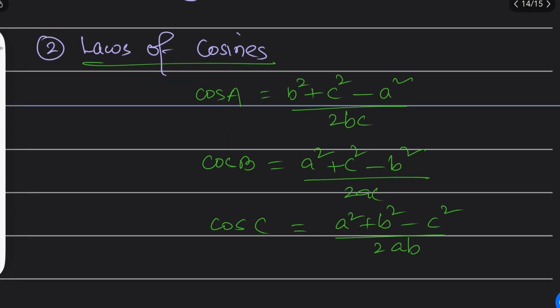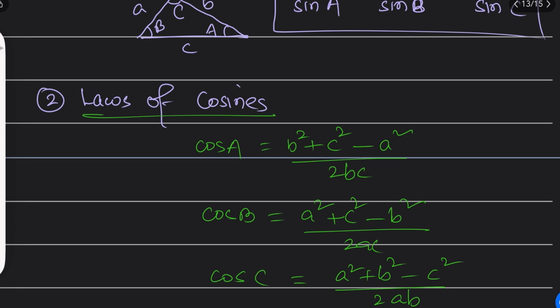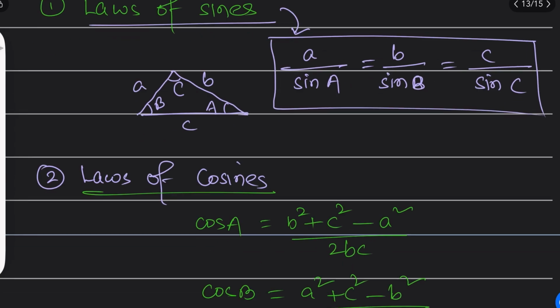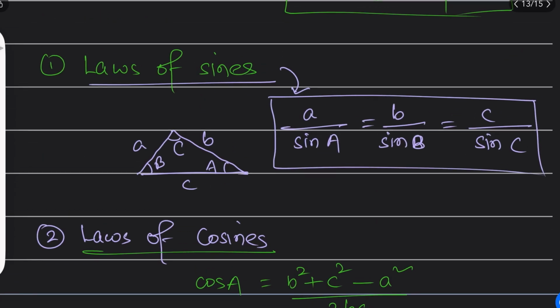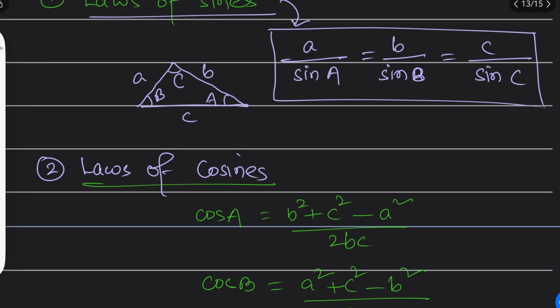These three formulas are called laws of cosines, right. These are repeatedly used formulas, so you should remember these. And one more thing I am going to discuss when I discuss the condition of equilibrium. At that time I will let you know Lami's theorem.